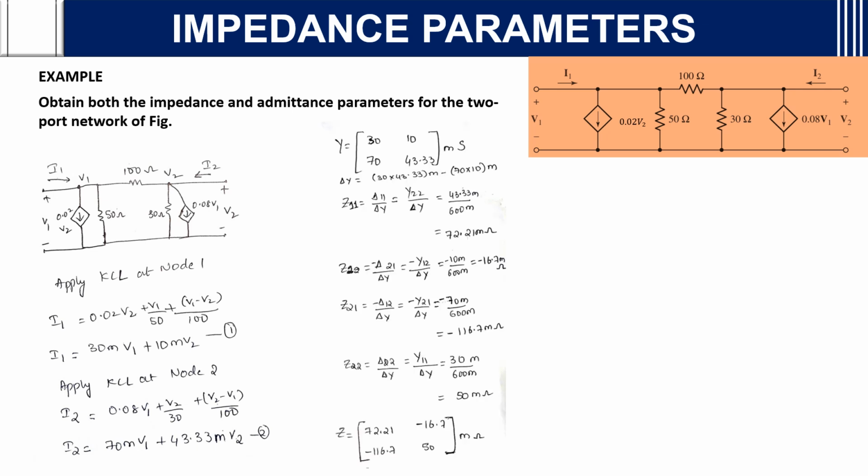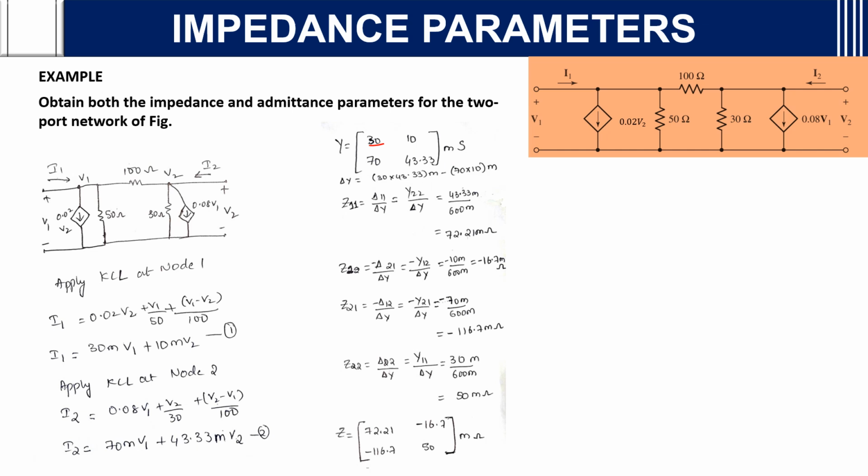From this you can see that these are Y11, Y12, Y21 and Y22. Why? Because these are admittance equations. I1 is equal to Y11 V1 plus Y12 V2, and I2 is equal to Y21 V1 plus Y22 V2. So Y is 30, 10, 70 and 43.33, all in milli, which you should mention. Then from this you will find delta y.